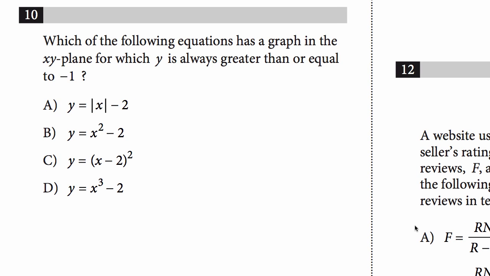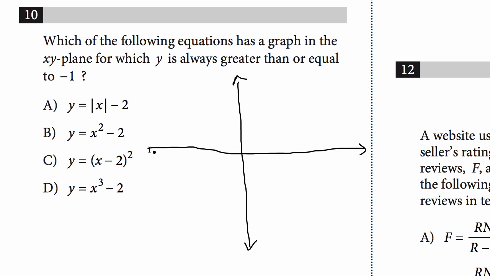It says, which of the following equations has a graph in the xy plane for which y is always greater than or equal to -1? So again, I'll draw my super crappy graph, but as long as you make your intervals and everything work out, it doesn't really matter. Okay, so it wants all the y's to be greater than -1. So I'll just draw a few tick marks here, 1 and 2, and y equals -1 goes through here. There's the y value right there, so that's y equals -1. Okay, so we want graphs that go above that.